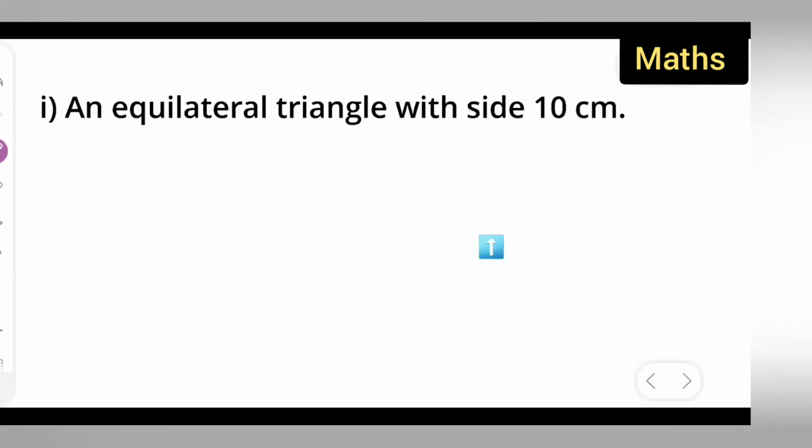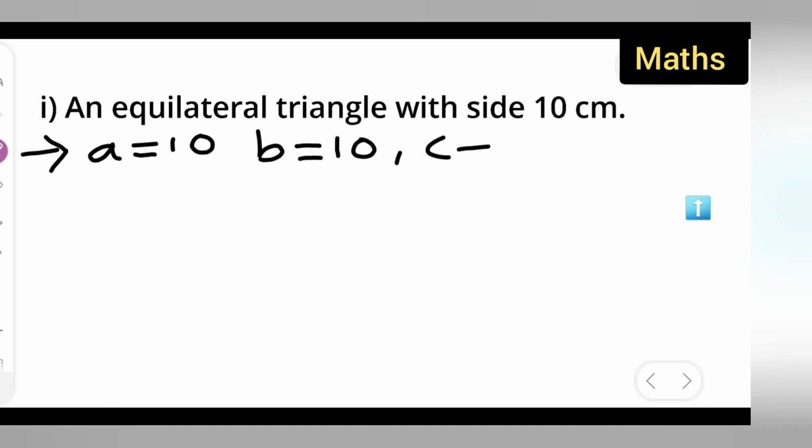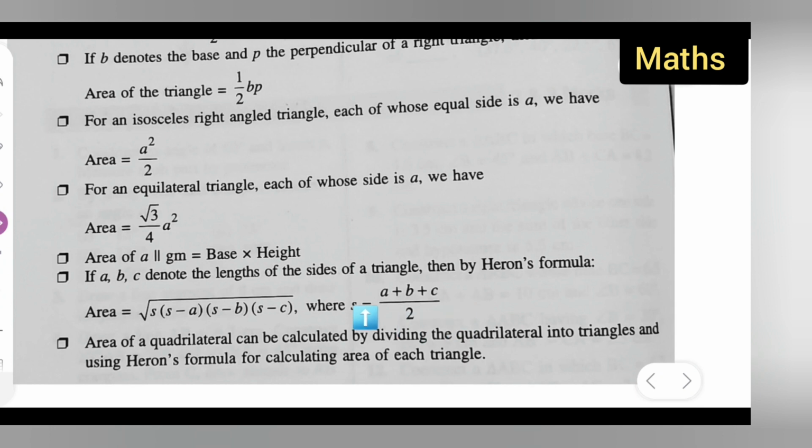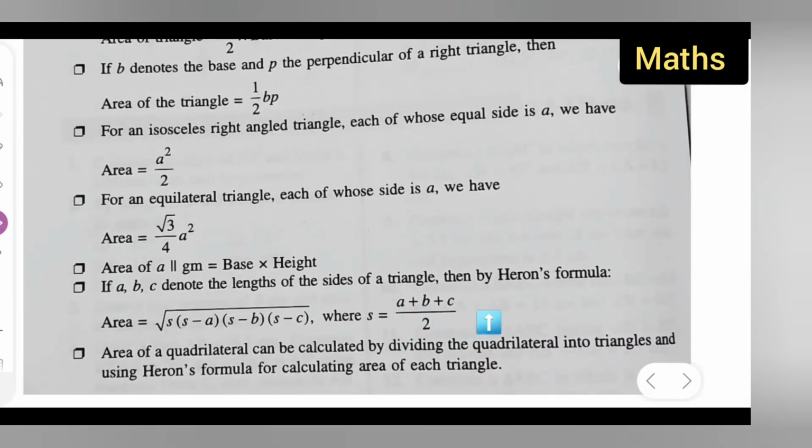Next question is an equilateral triangle. An equilateral triangle with side 10 centimeter. So here your A is equal to 10, your B is also equal to 10 and your C is also equal to 10. So first thing you all are going to find the semi-perimeter. Using which formula? You all are going to use this formula. S is equal to A plus B plus C upon 2, because we need to find the value of S, right?